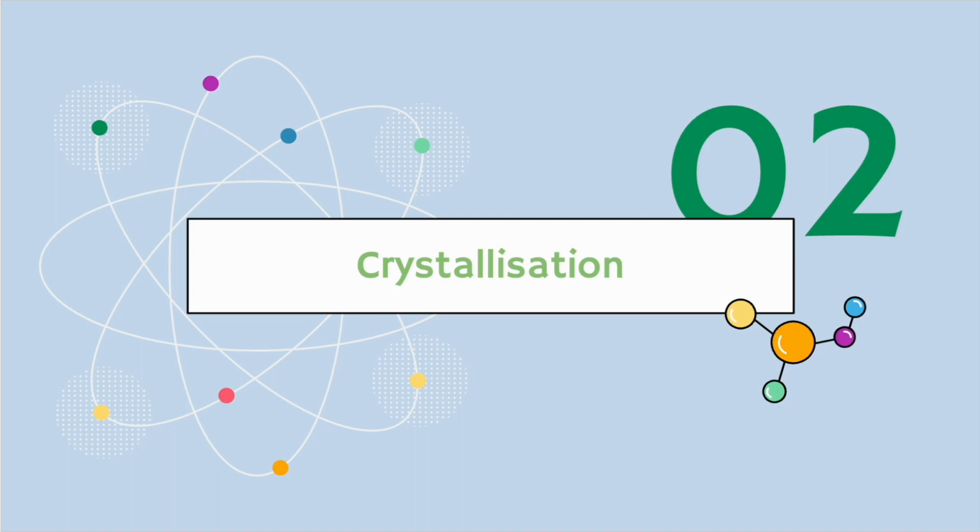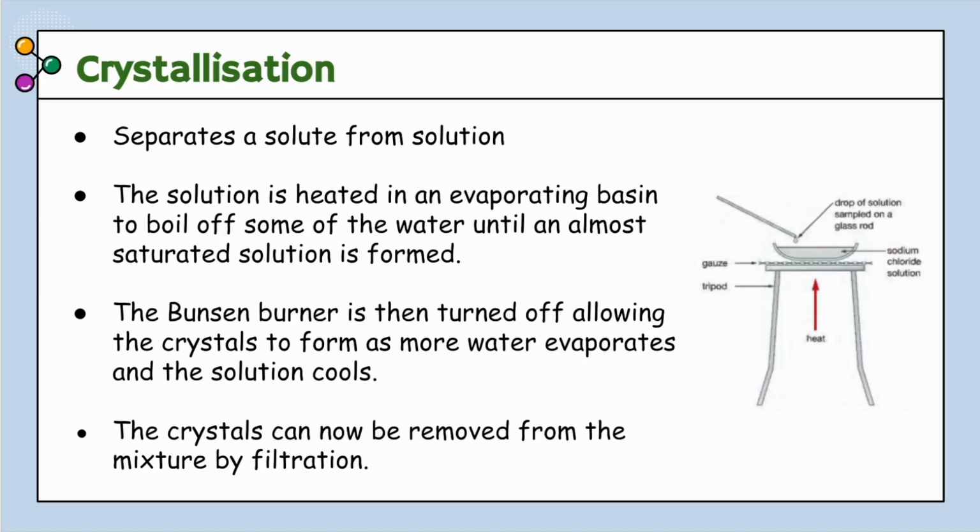Next is crystallization. Crystallization separates a solute from a solution. A solute is the substance that dissolves in a solvent, and the solution is the mixture formed. The solution is first heated in an evaporating basin to boil off some of the water until an almost saturated solution is formed. A test for this is by dipping a glass rod into the solution and seeing if crystals form quickly on its surface when it is removed.